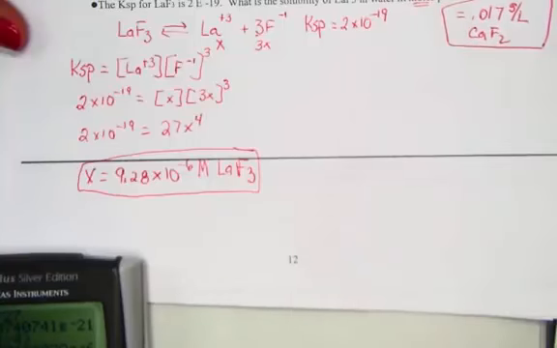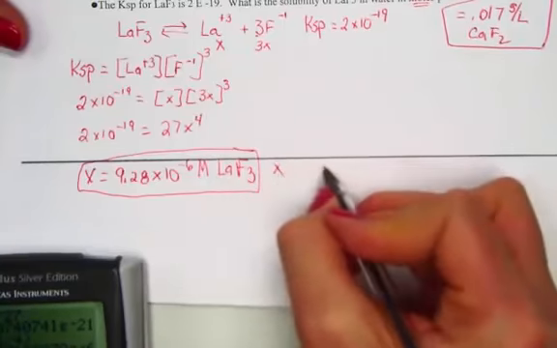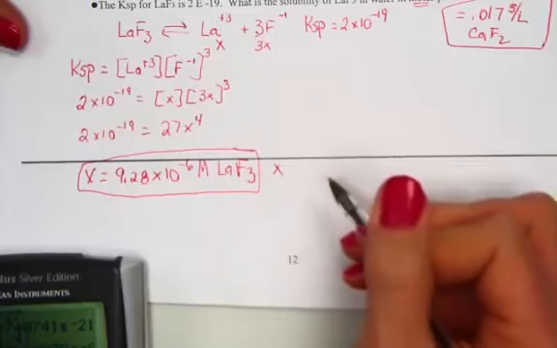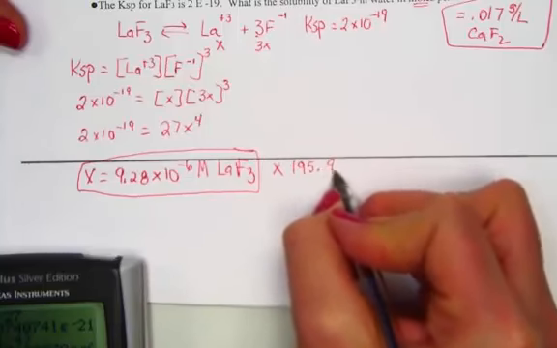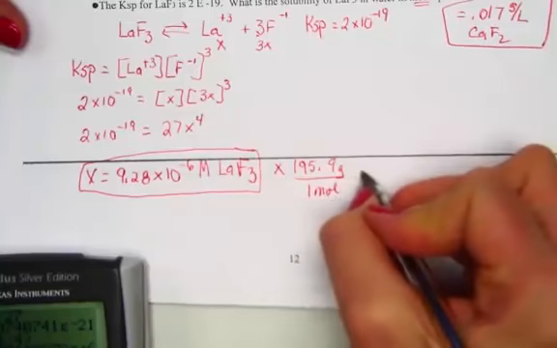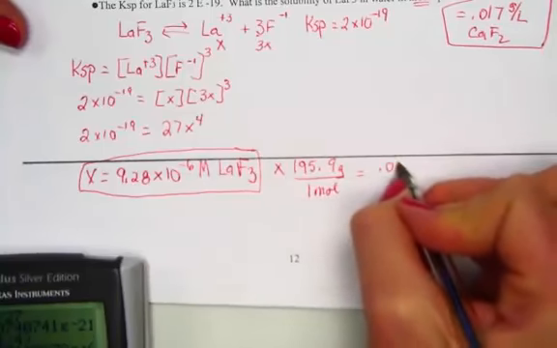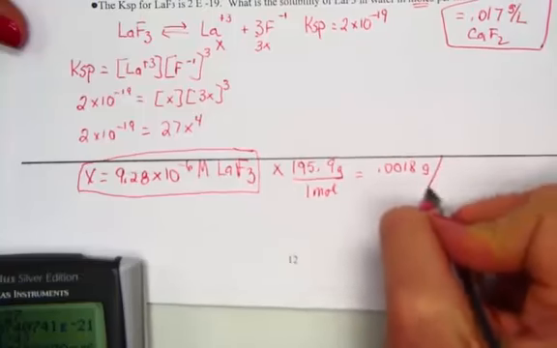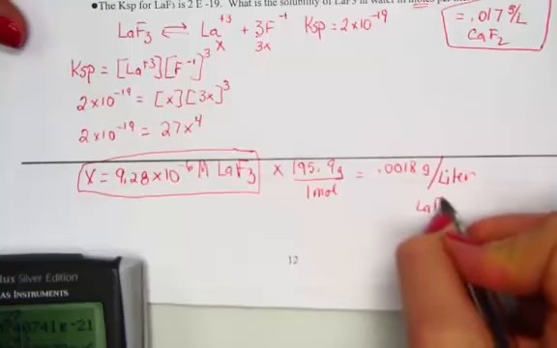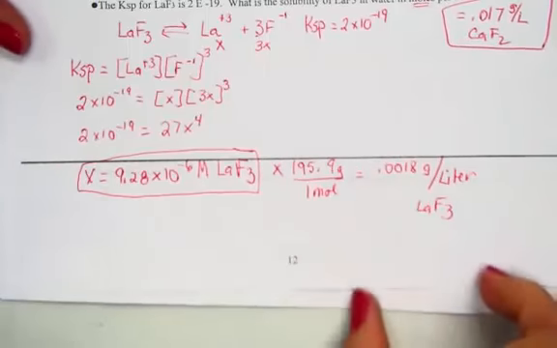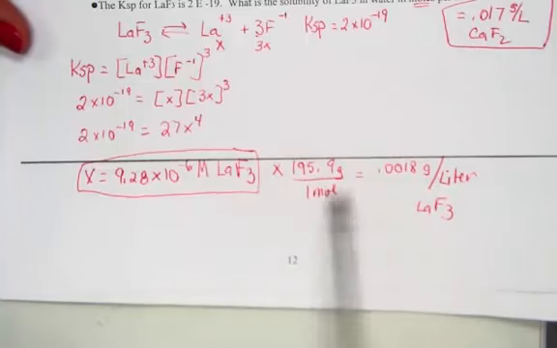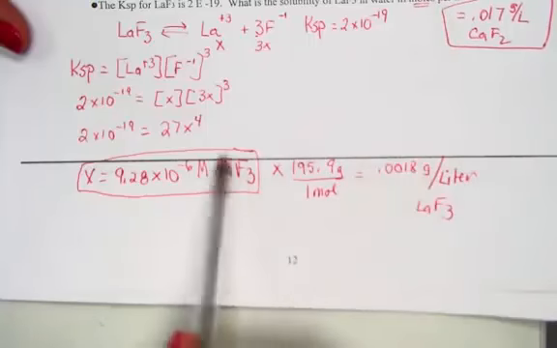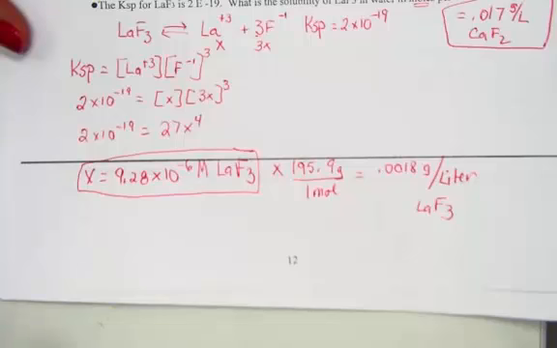If it had asked for grams, it did not, but if it did, just the next step would be to multiply by its molar mass, and that would convert it into grams per liter. The molar mass value of 195.9, and we come up with a quite small number that we had anticipated, 0.0018 grams per liter of LaF3. I'm only showing that to just review. If it asks for grams per liter, it's just an additional step where we use molar mass to convert moles into grams. This problem did say to stop at moles per liter, which was the value of X. That concludes the KSP in our notepad practice.